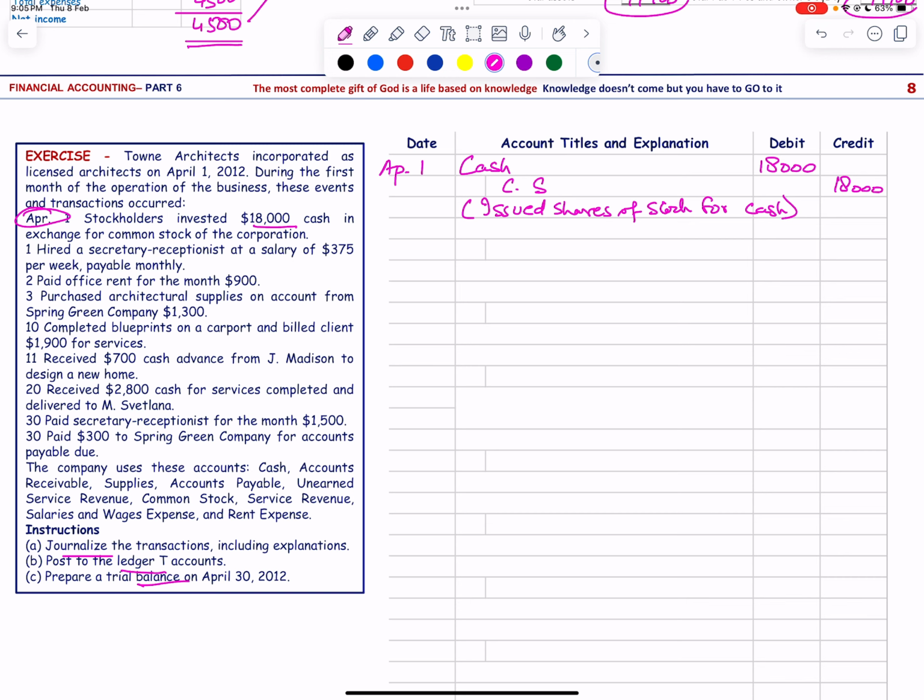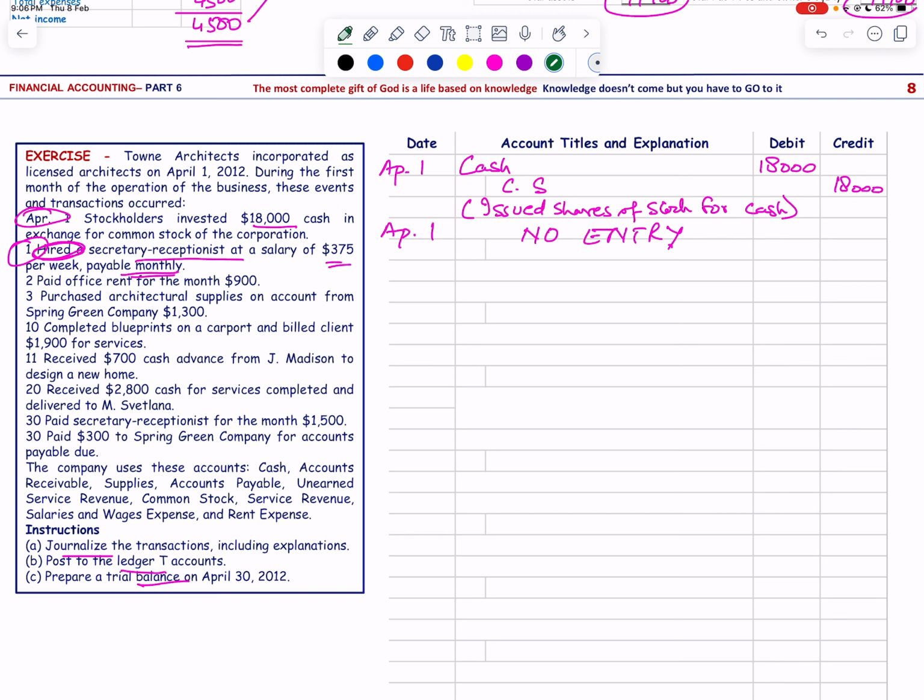Okay. Then we have another one on April 1. Hired a secretary receptionist at a salary of 375, payment payable monthly. So right now we are only hiring, so there will be no entry for this transaction because the transaction has not occurred yet.